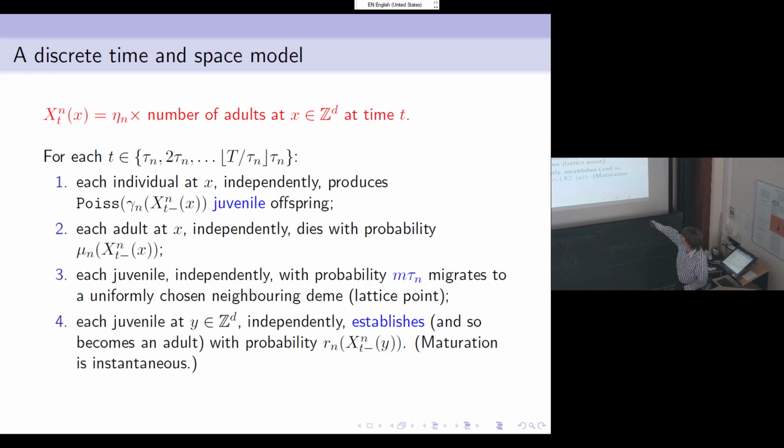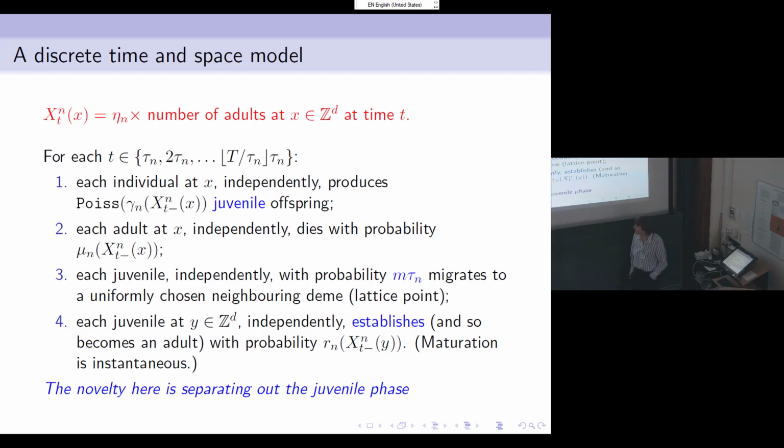And notice that this is scaling. If you think in your Wright-Fisher model of intergeneration time as being 1 over n in the units we're looking at, remember we needed migration rate times effective population size to be finite, so that's why our migration probability for our juveniles scales with tau n here. And then when it lands at its neighbouring lattice point, that juvenile is still not guaranteed survival. Depending on how crowded it is there's an establishment probability, and the probability a juvenile is able to establish depends on how crowded it is where it lands. But if it does establish, then that maturation is instantaneous.